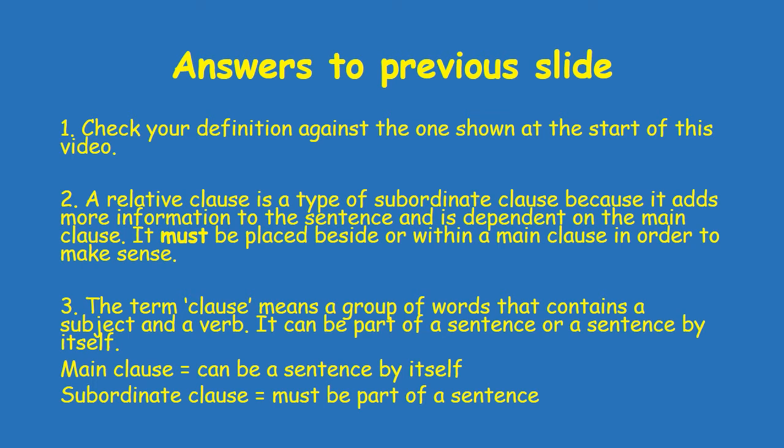The term clause means a group of words that contains a subject and a verb. It can be part of a sentence or it can even be a sentence by itself. So, not to confuse the two, a main clause can be a sentence by itself, whereas a subordinate clause must be part of a sentence which contains a main clause. Okay, so a subordinate clause needs the main clause, but the main clause doesn't need the subordinate clause.